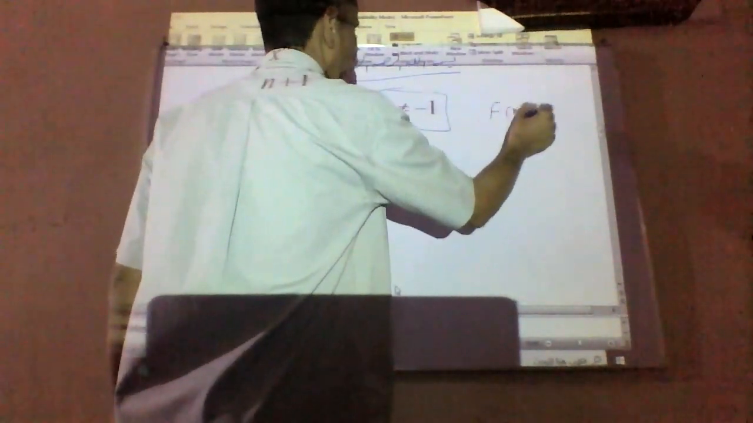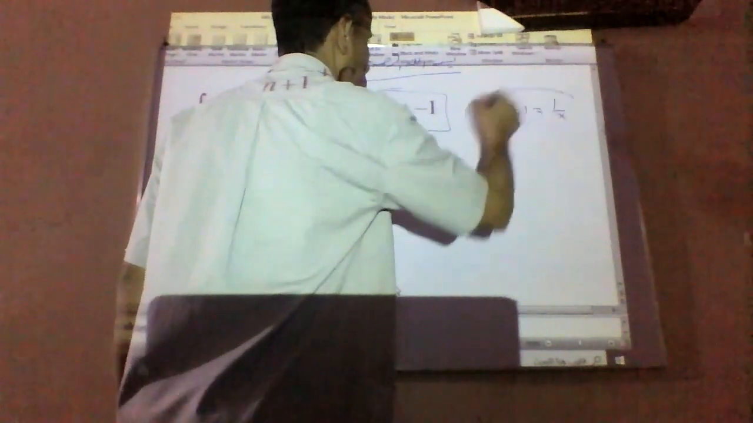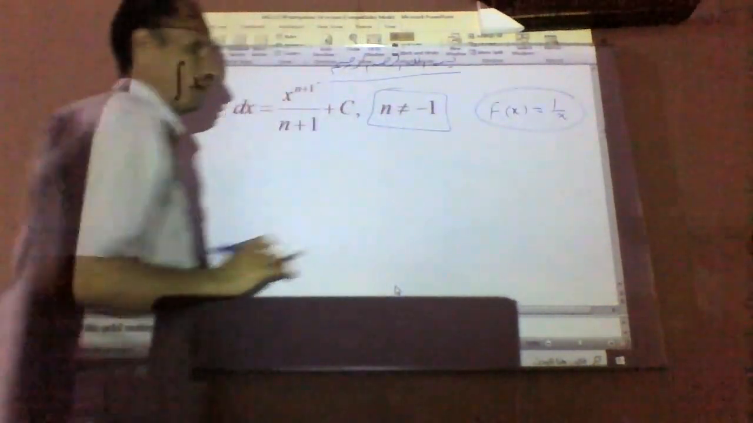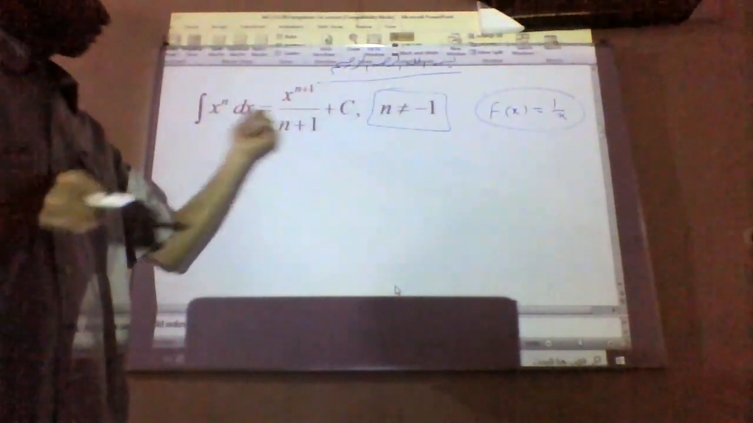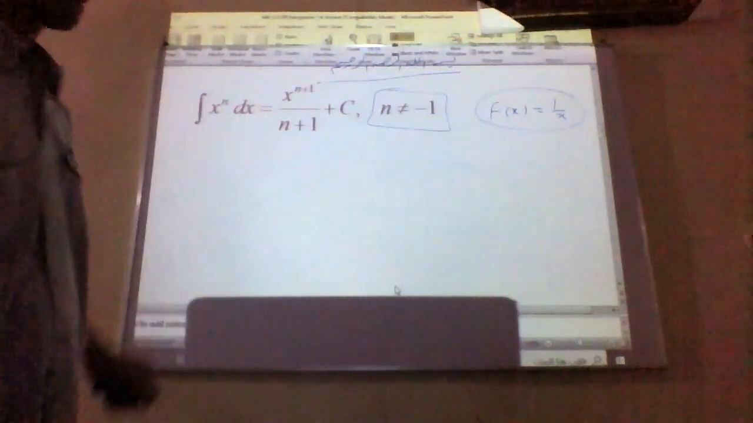If n equals negative 1, the function f of x will be in the form 1 over x. Now we don't have an integration with this rule. It has another rule.